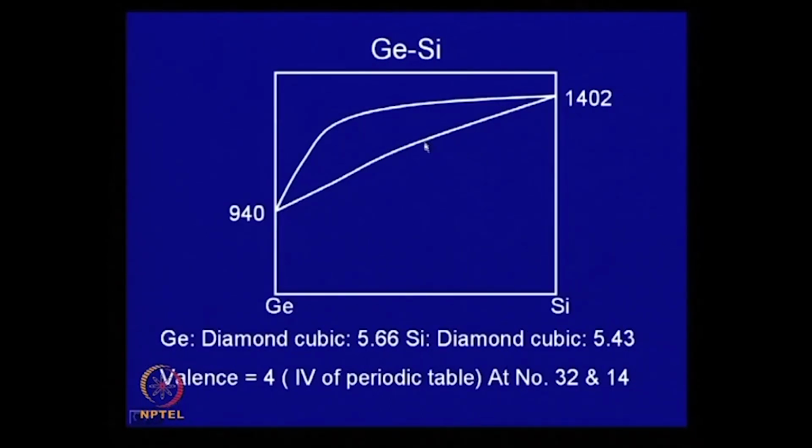Now, germanium-silicon also forms an isomorphous system. So, these are the melting points. This diagram, mind you, is schematic, and both germanium and silicon have the diamond cubic structure. Look at their lattice parameter. This is 5.66 angstrom. 1 angstrom means 10 to the power minus 8 centimeter or minus 10 meter.